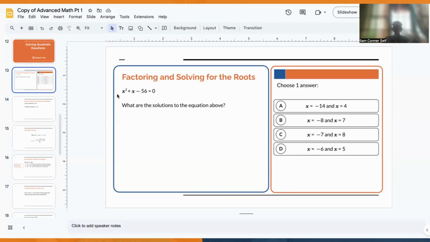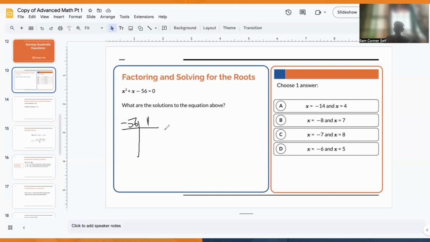So looking at this, there's no value of a. Well, a is just 1, so we can disregard that. So we have negative 56, and then b is positive 1. So we know that the factors are going to have to multiply to negative 56 and add up to positive 1.